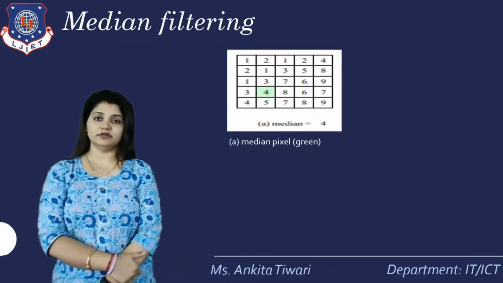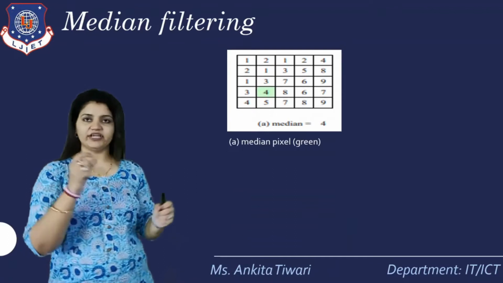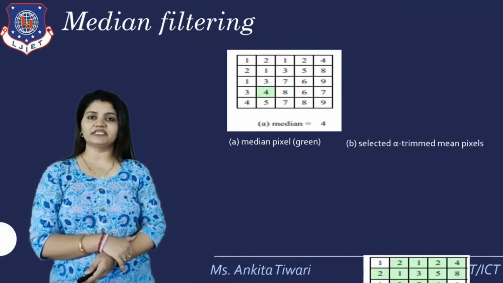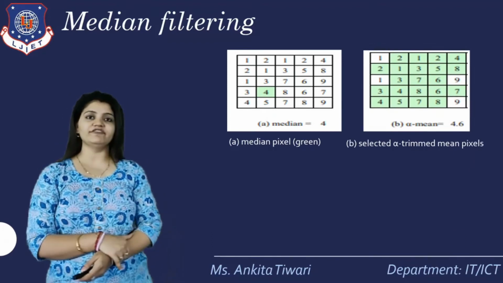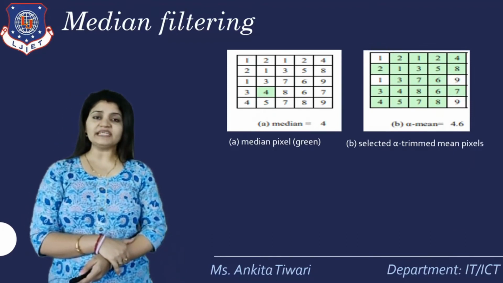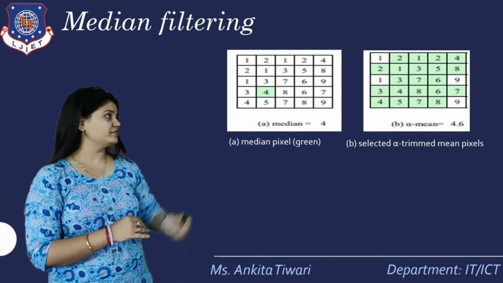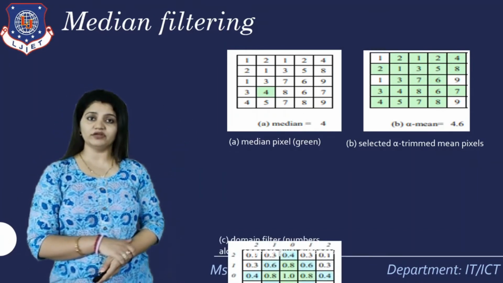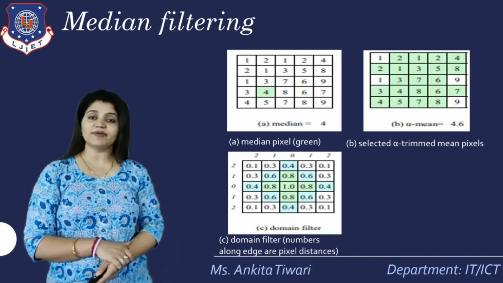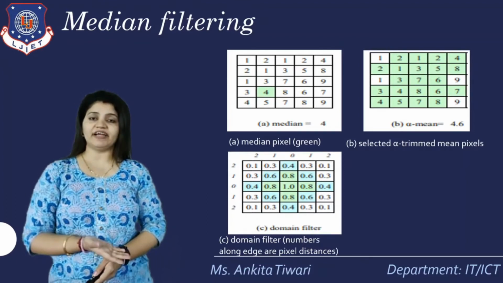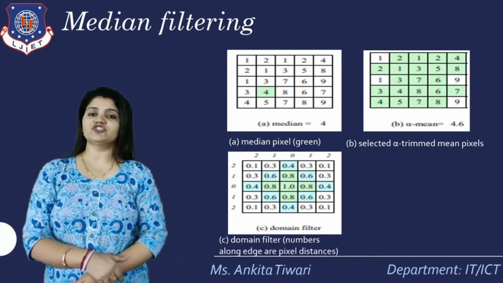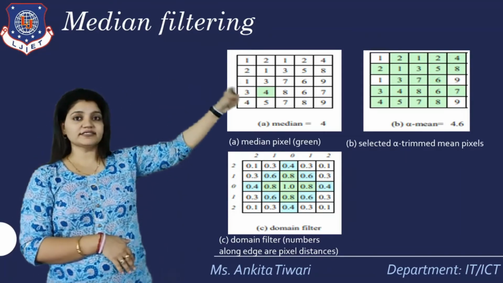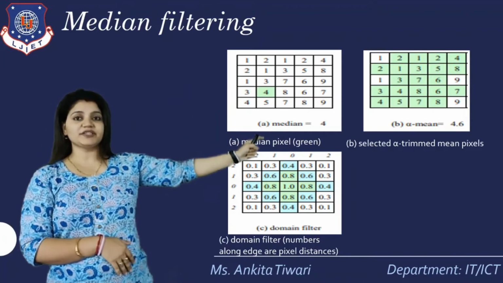Now the median pixel, we are taking a median value of it. Here we have taken a symbol, and an example of 4, which is selected in green form. Now we select the alpha trimmed mean pixels from the image as well. With respect to that, the factor we need is the domain filter, where the numbers along the edges are pixel distances. Here the pixel distances are also given with respect to the options.